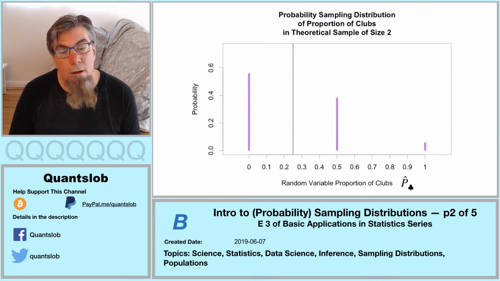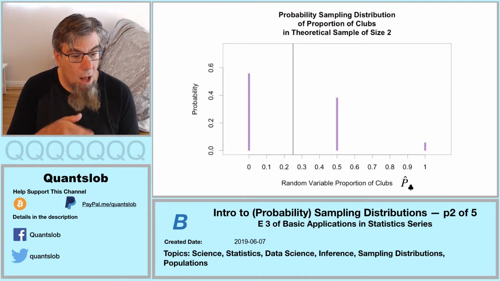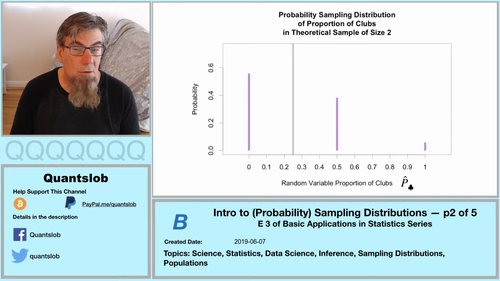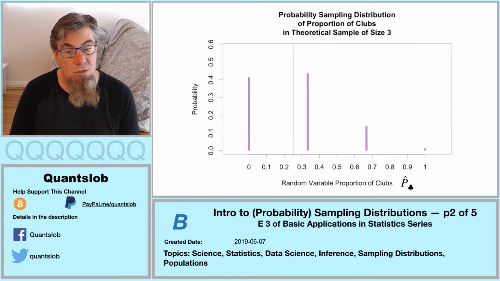So moving forward, here is our probability sampling distribution of sample proportion of clubs in a theoretical sample of size 2. Notice the vertical line on the plot, which marks a value of 1/4. This is the population proportion of clubs. And I want to restate something that was emphasized in the series kickoff. Right now, we're not concerned with how these sampling distributions are calculated. There's plenty of time for that later. Right now is big money time. We're looking for patterns, the really important things here, particularly how the shape and width of the sampling distribution change as the sample size increases.